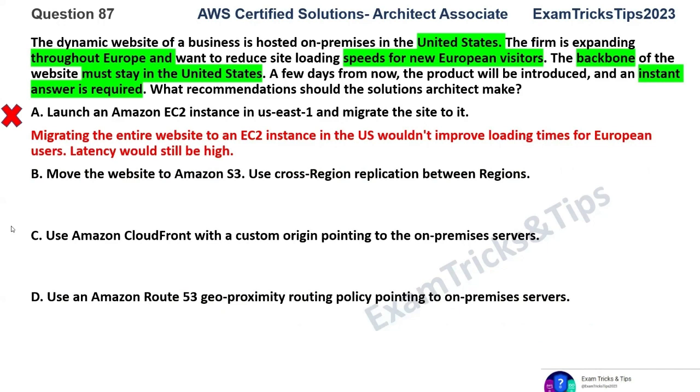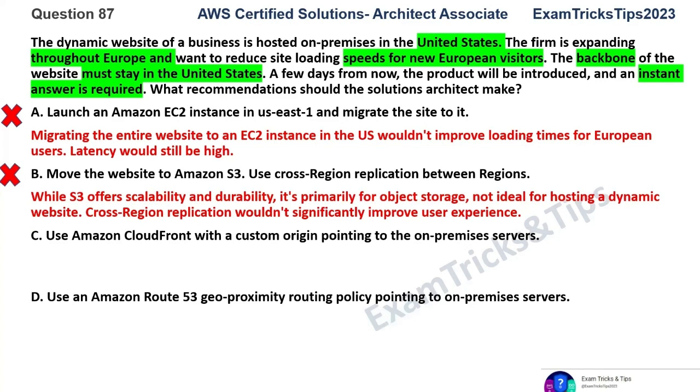The next one says option B, move the website to Amazon S3, use cross-region replication between the regions. Now, this is not a static website, so there is no benefit of moving the website to S3. Cross-region replication won't benefit users in terms of low latency. That will help in case of disaster recovery, but that's not what we are trying to solve here. So option B is incorrect.